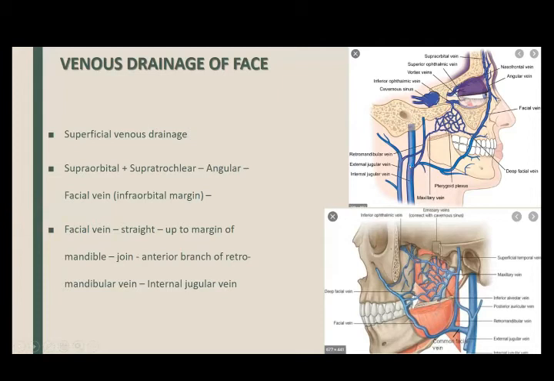ये देखिए यहाँ पे ये दूसरा दिखाया है आपको, facial vein at the lower margin of the mandible. अब this is the retromandibular, anterior division, posterior division. The anterior division of the retromandibular joins the facial vein to form a common facial vein which drains into this thicker vein which is the internal jugular.